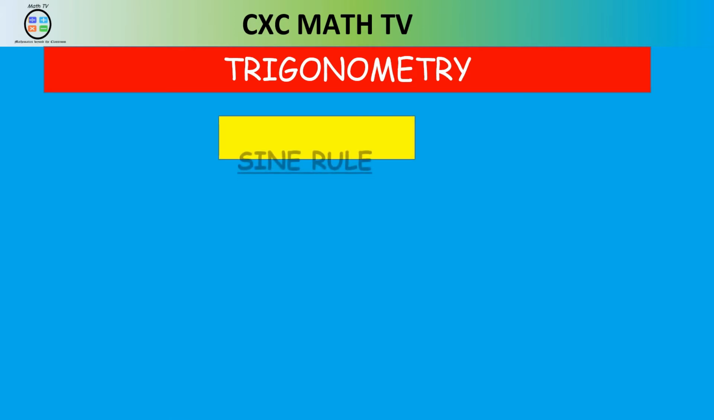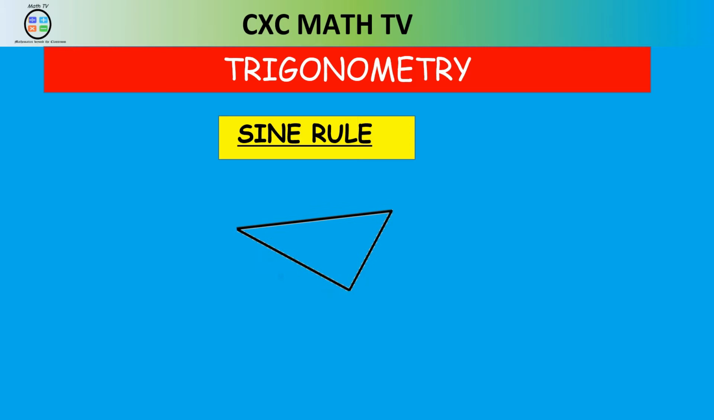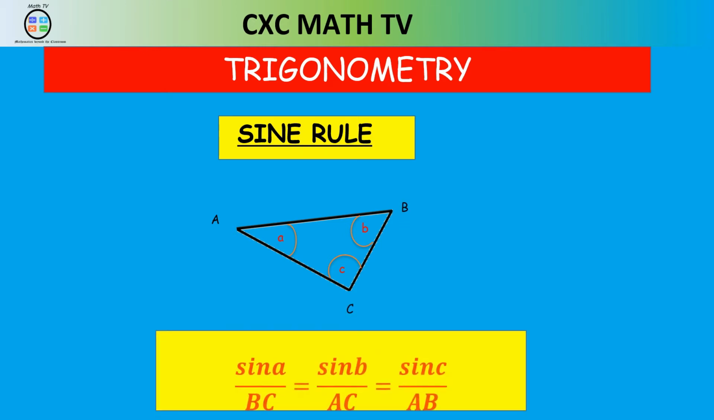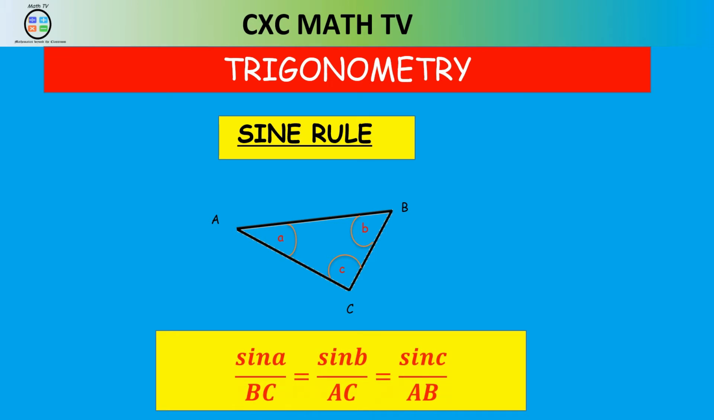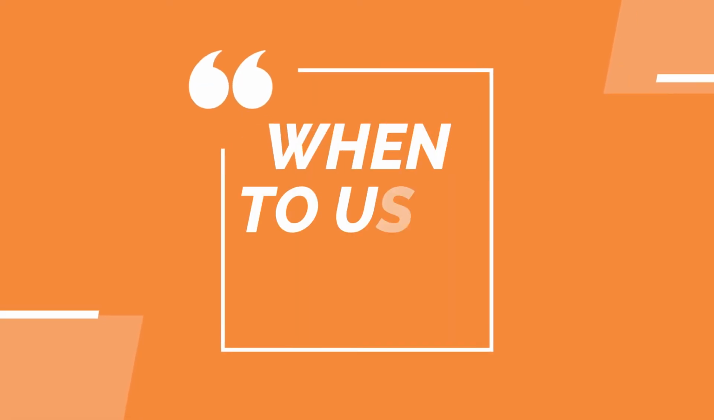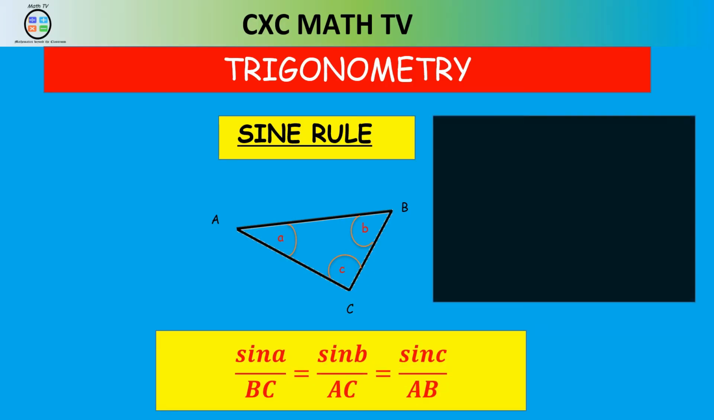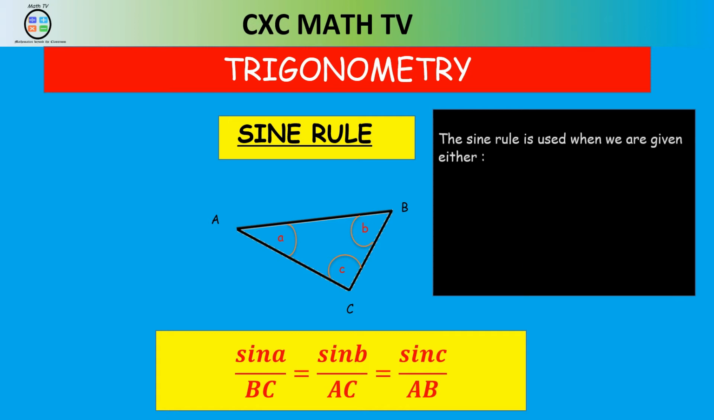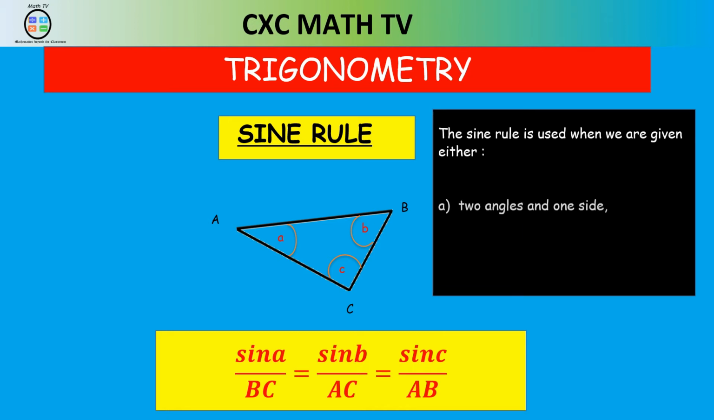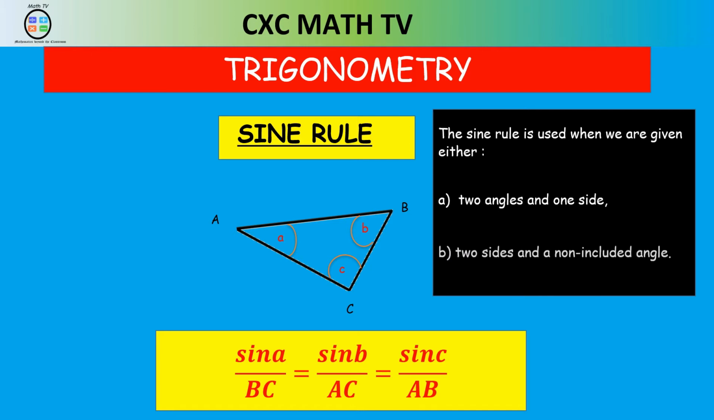So we just need to remember the sine rule: the sine of the angle divided by the side opposite to it, they're all in constant ratio. Sine A over BC is equal to sine B over AC, which is equal to sine C over AB. When do we use this sine rule? We use it whenever you're given two angles and one side and you need to find another side, or whenever you're given two sides and a non-included angle, to find another angle.